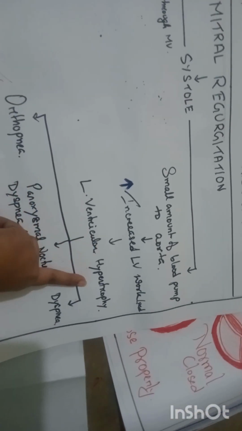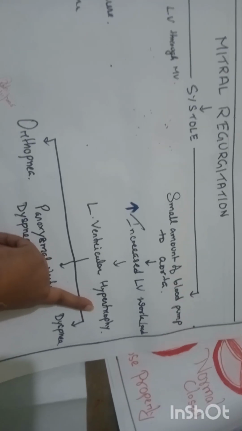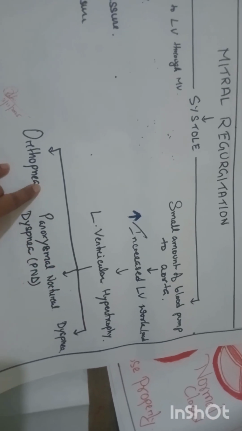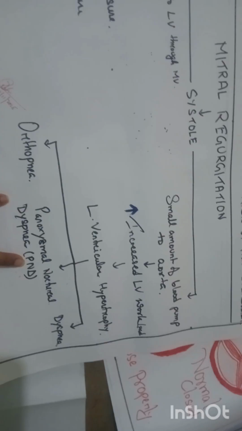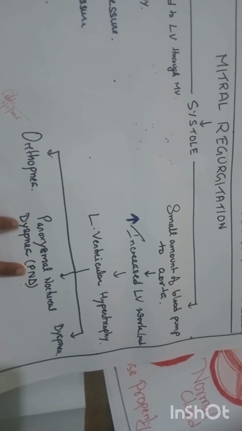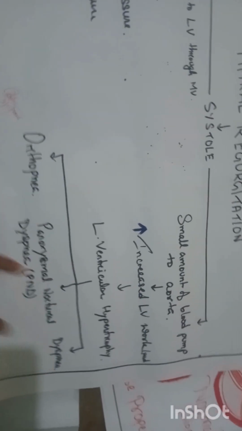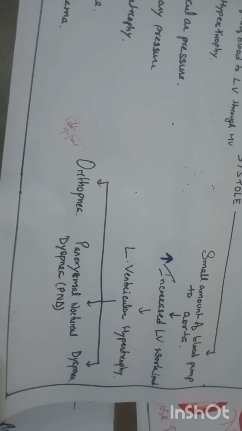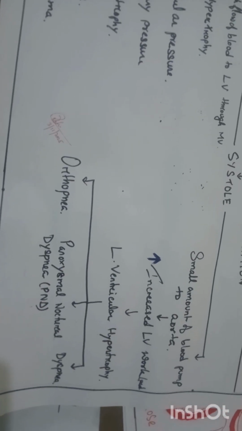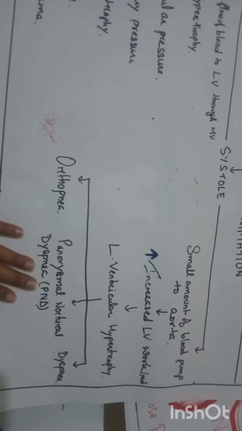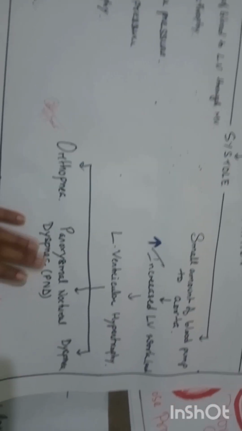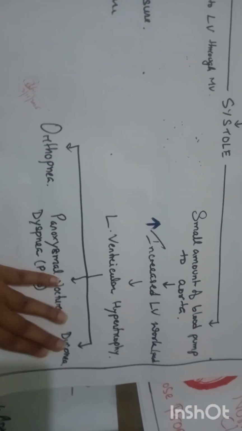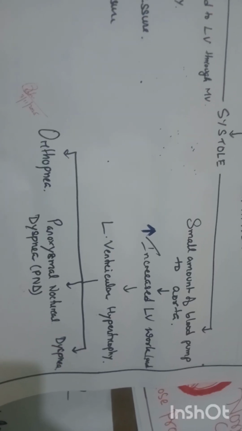When there is left ventricular hypertrophy, meaning thickening of muscle, we can see orthopnea, PND (paroxysmal nocturnal dyspnea), and dyspnea. Paroxysmal nocturnal dyspnea means it majorly occurs at night time. Okay, and dyspnea, we know, is shortness of breath, and orthopnea is difficulty breathing when lying down.